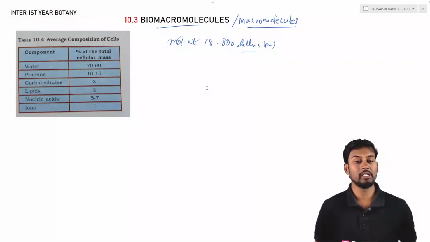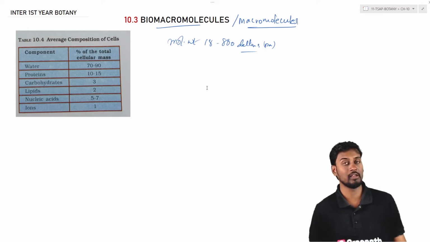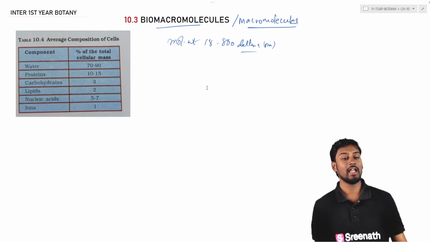So coming to the third topic, that is biomacromolecules or macromolecules. These are molecules having a molecular weight somewhere around 18 to 800 daltons, and they are generally made up of basic elements like carbon, hydrogen, oxygen, and to some extent nitrogen and sulfur. These elements gather together to form a macromolecule, that is a biomacromolecule, having a molecular weight between 18 and 800 daltons.